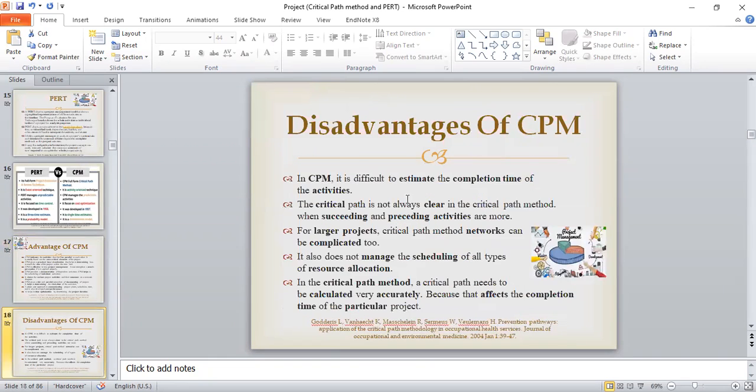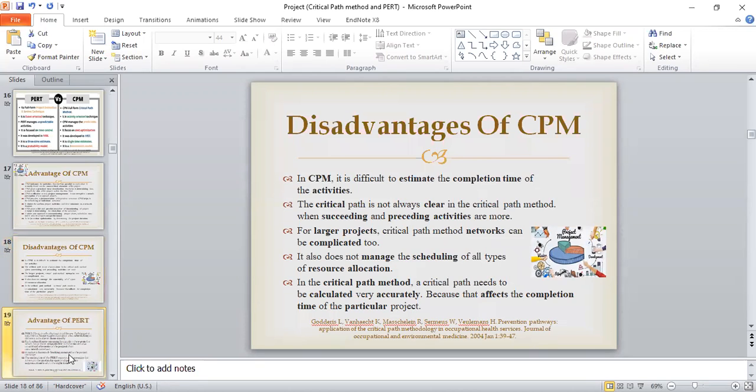Disadvantage of CPM is that it is difficult to estimate the completion time. The critical path is not always clear. With succeeding and preceding activities for a larger project, critical path methods can be complicated too. It does not manage scheduling in the critical path method. Critical path needs to be calculated very accurately because that affects the completion time of a particular project.